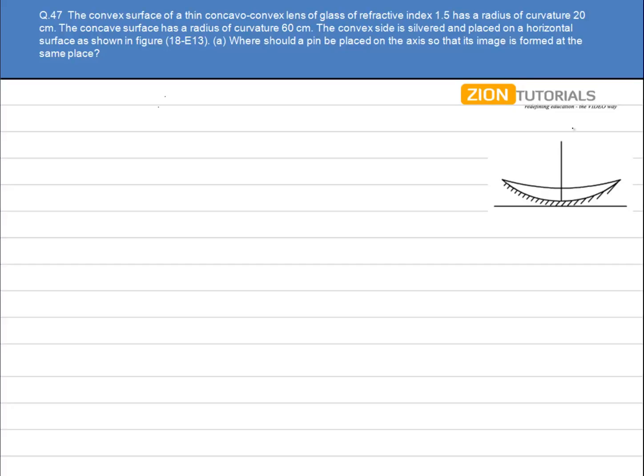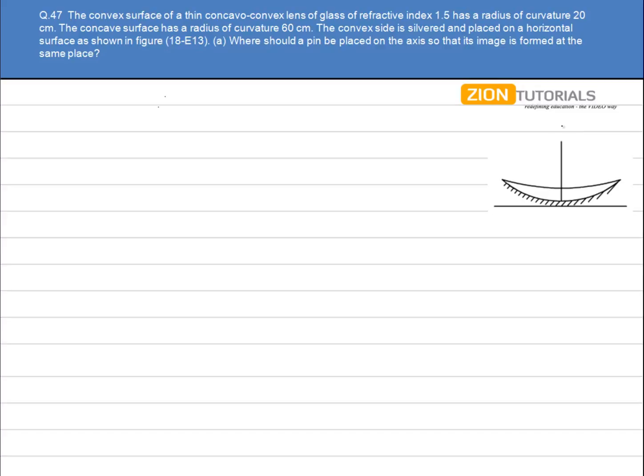The convex surface of a thin concavo-convex lens of glass of refractive index 1.5 has a radius of curvature 20 cm. The concave surface has a radius of curvature 60 cm. The convex side is silvered and they placed on the horizontal surface as shown. Where should a pin be placed on the axis so that its image is formed at the same place?